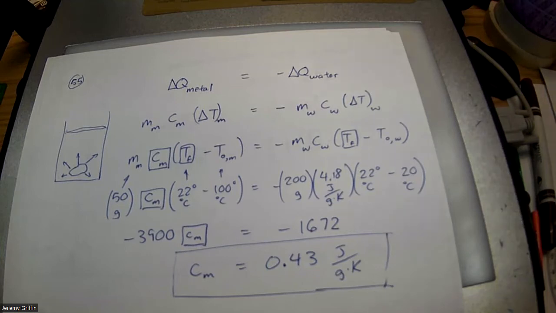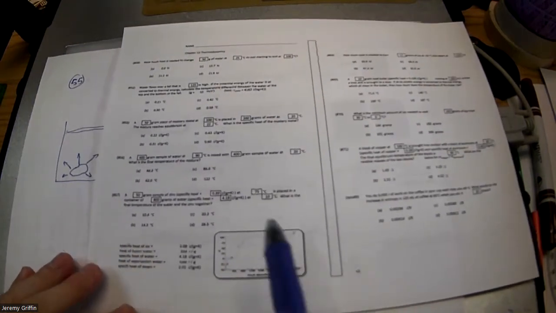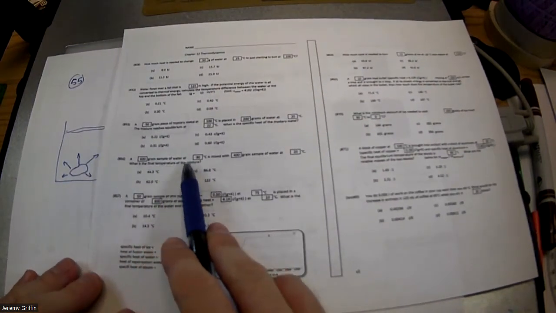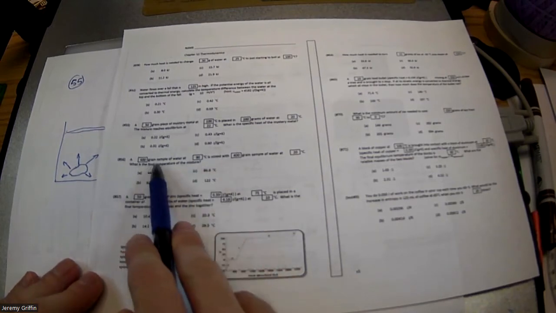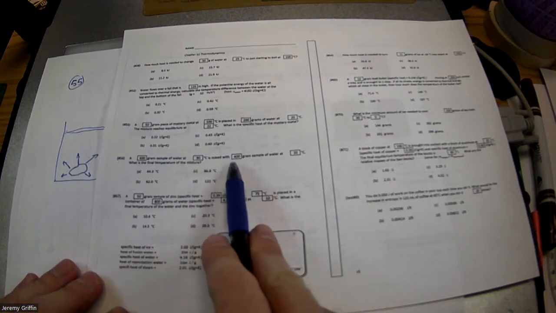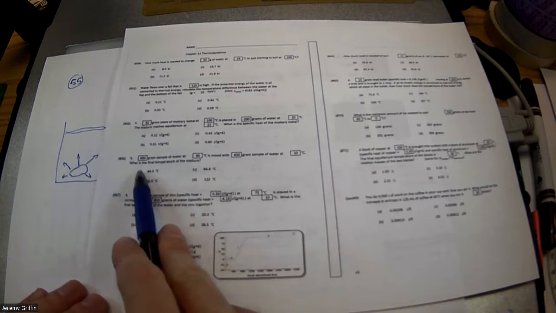Everybody get an answer for 55? You guys doing good? Okay, next one, number 56. I've got a 600 gram sample of water at 90 degrees Celsius. That's some really hot water, right? Wouldn't want to touch that water. It's mixed with 400 grams of water at 20 degrees Celsius. That's about room temperature. What is the final temperature of that mixture?